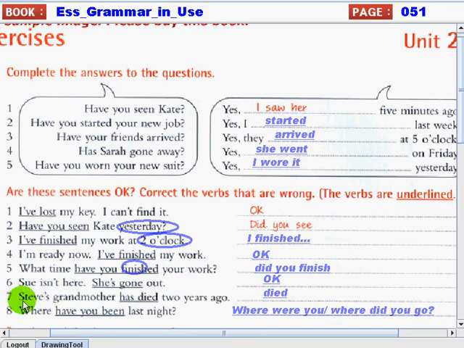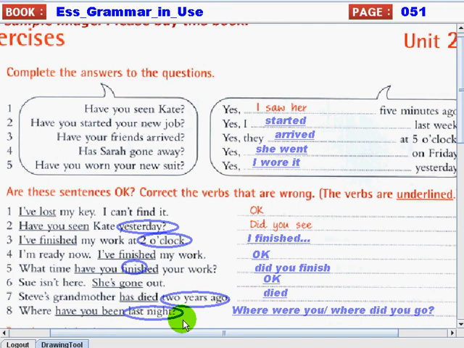Steve's grandmother has died 2 years ago. The clue here is 2 years ago. The verb should be died. The grandmother died 2 years ago. Alright? Number 8, where have you been last night? It should be, where were you last night? Or where did you go last night? The clue here is last night. It happened in the past. It doesn't have a connection in the present time.